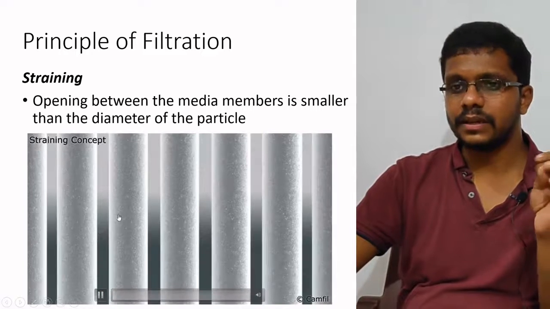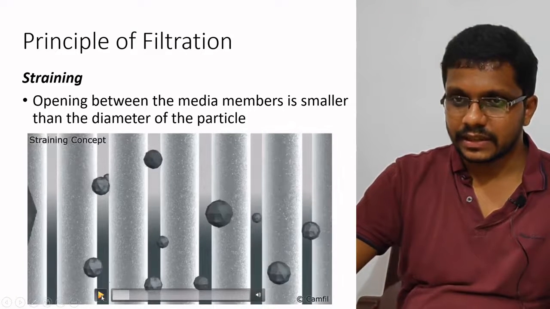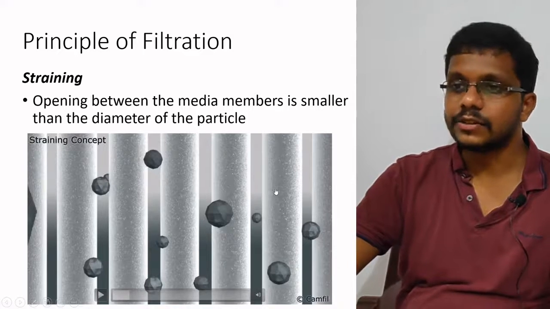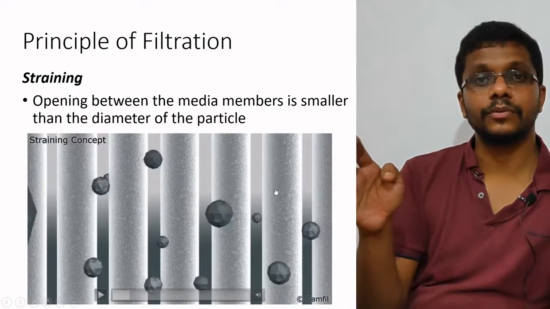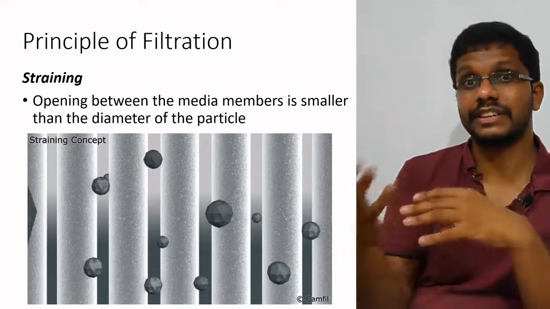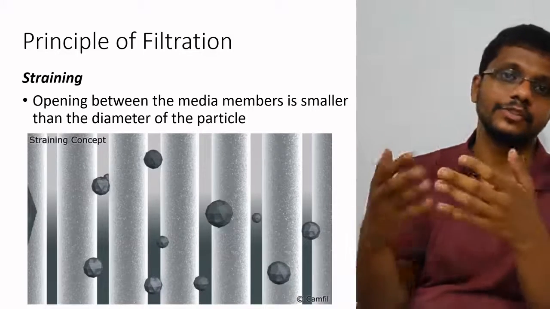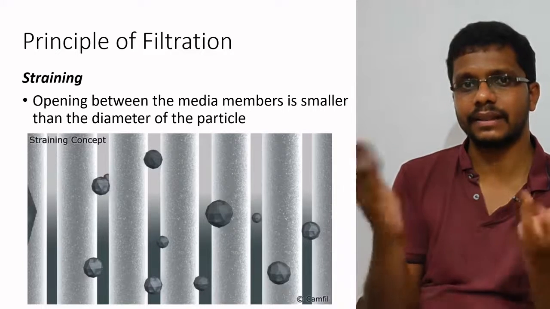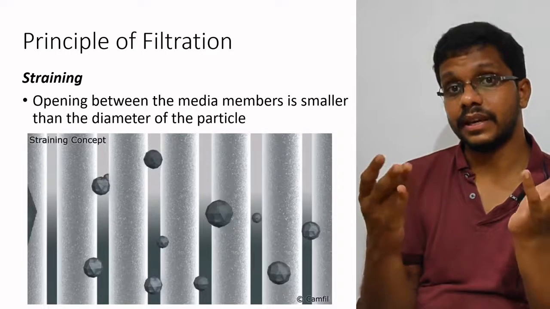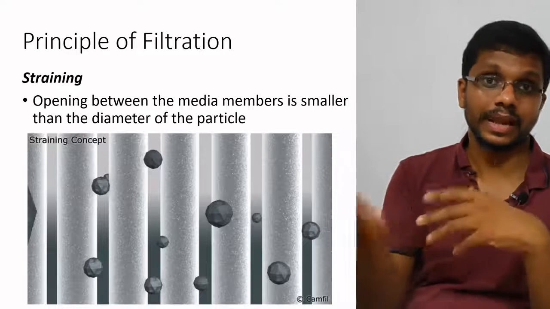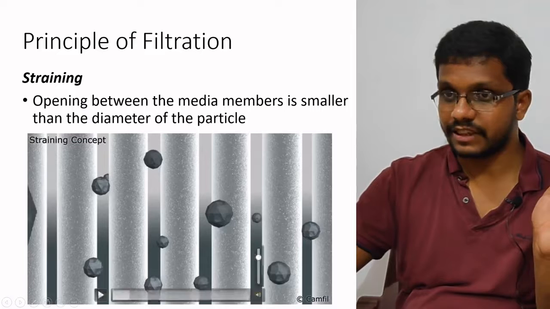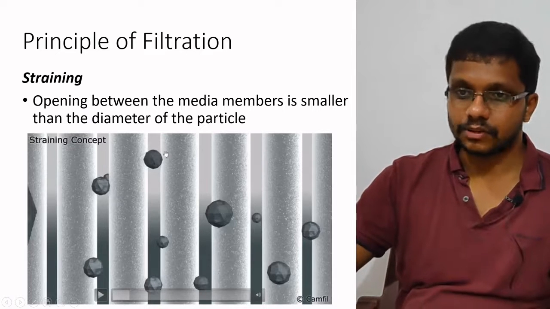It's a basic principle. So these lines are the filter. All filters are made up of filter media. The material which is used to make a filter is called filter media. It can be plastic, glass, paper, cloth, or ceramic, anything like that. So these lines are the filter media, and this is our medium.